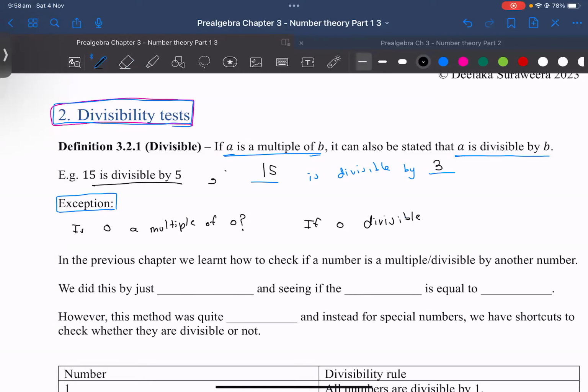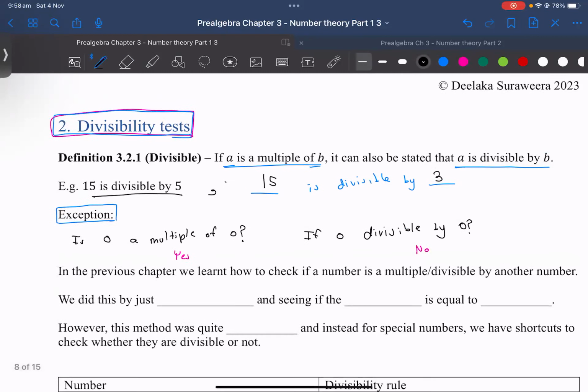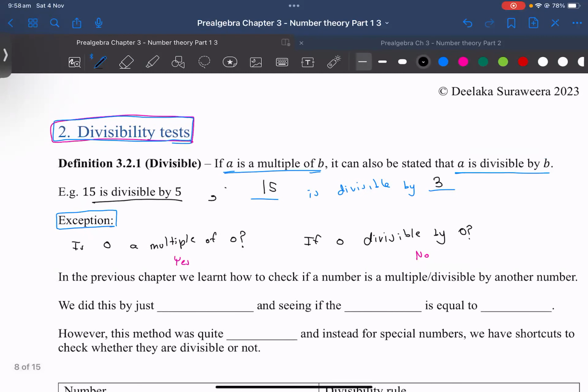And the trick is, actually, it's no. That's the exception. 0 is a multiple of 0, yes. But is it divisible by 0? No. And the reason for that is, divisible is division. Can you divide any number by 0? No. Since we're not allowed to divide by 0, we say divisible by 0 is not allowed. But other than this exception, divisible and multiple are the same thing.